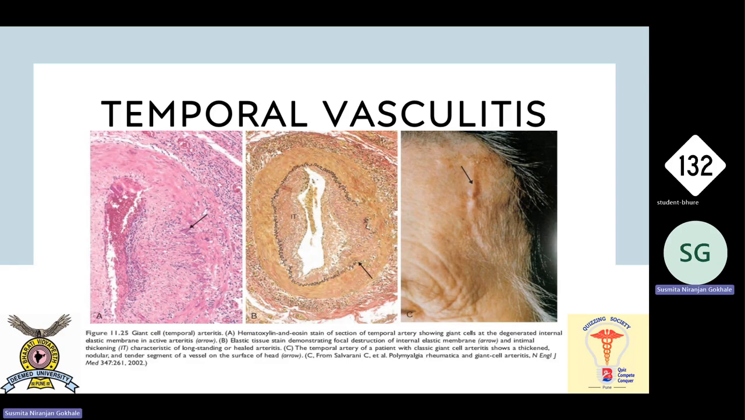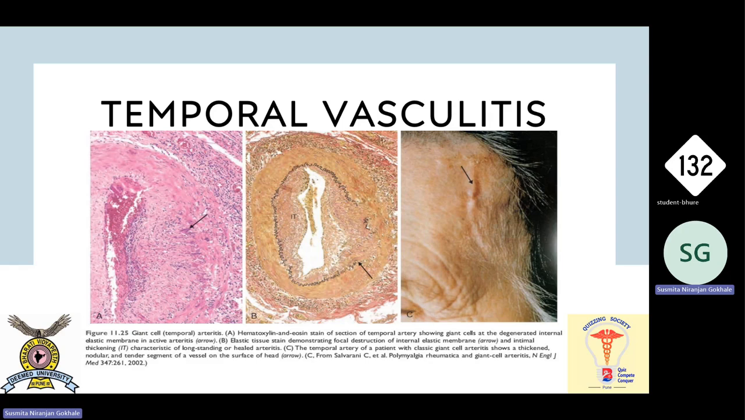Firstly, we'll see the vasculitis that affects the large vessels. First, there is temporal vasculitis. Why is it called temporal vasculitis? It is not called so because it mainly affects the temporal blood vessels. It is called so because the vessels that are easily biopsied are the temporal vessels. Hence, temporal vasculitis.